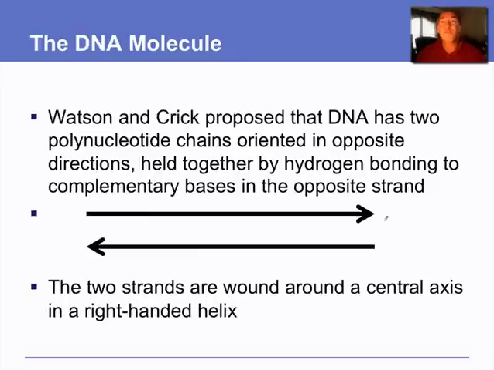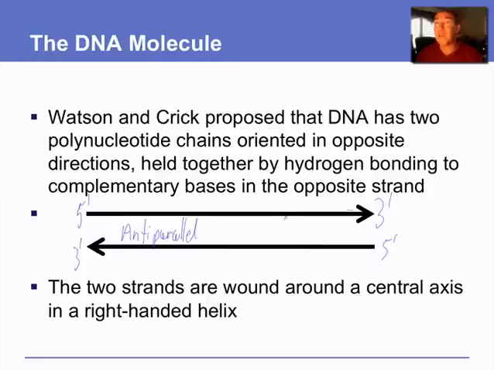Watson and Crick then proposed that the DNA has these two nucleotide strands. They're called polynucleotides because it's multiple nucleotides. And they're in opposite directions. And we've drawn two lines here, and these are the two strands of DNA. And when we draw a line like this, this is the 5' end, and this is the 3' end. So this will be 5', and this will be 3'. And so these are anti-parallel. These are opposite strands. And then these strands are, of course, all wound up in a right-handed helix.